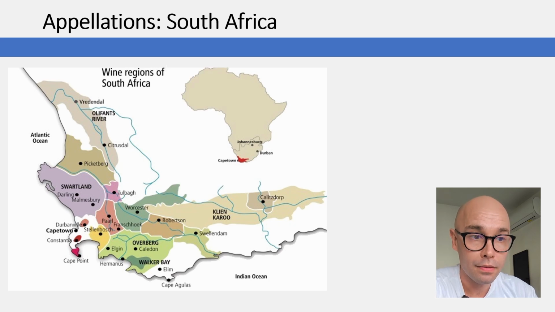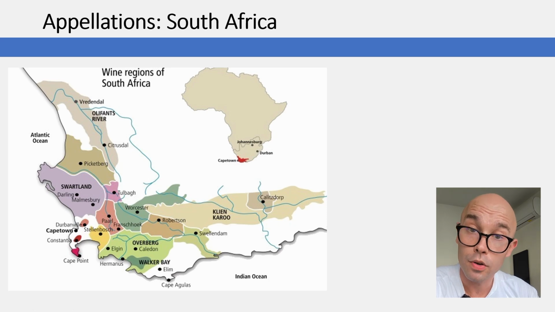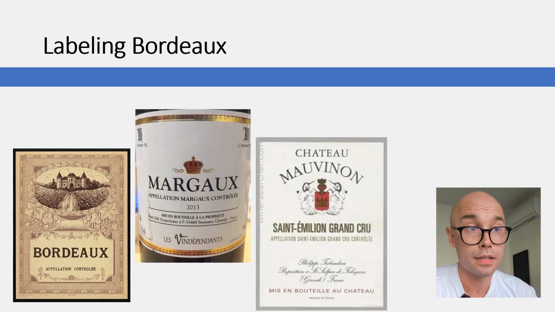In South Africa, again, the only region that you need to remember is Stellenbosch. Stellenbosch is right here in the yellow, and it's a premium region for Merlot and Bordeaux blends in South Africa.